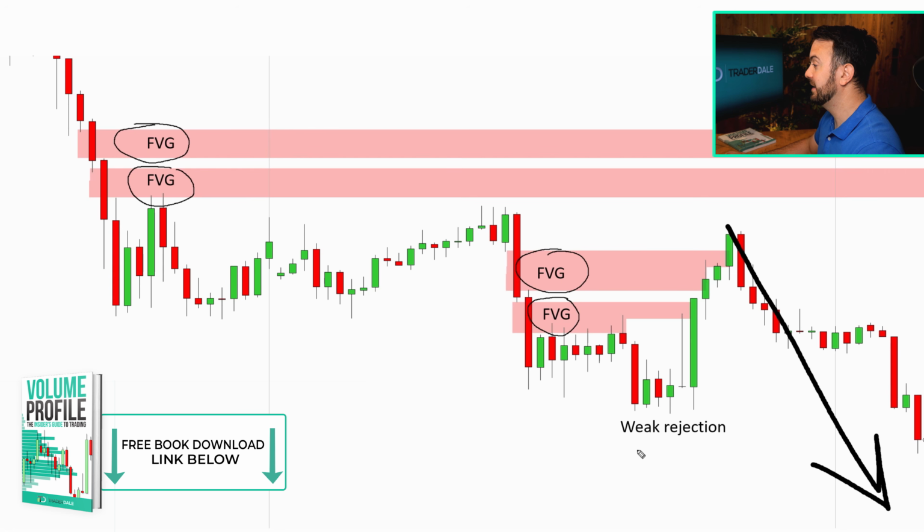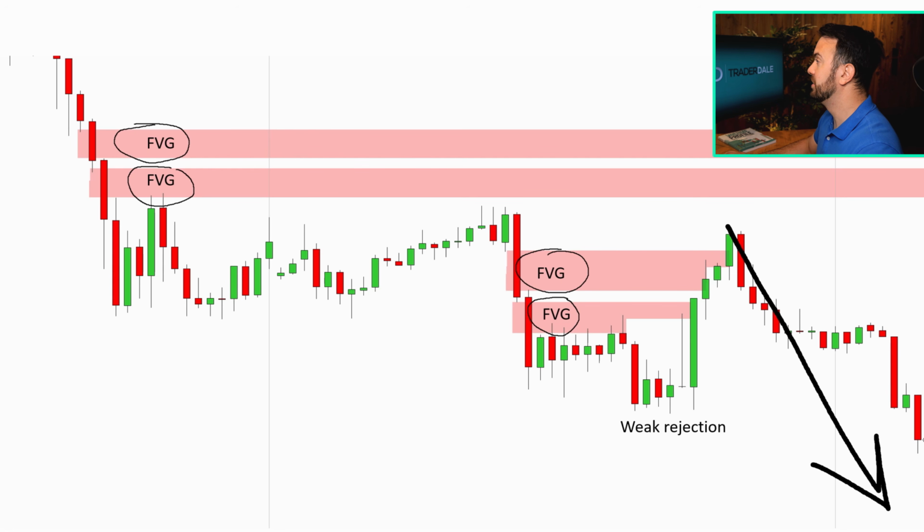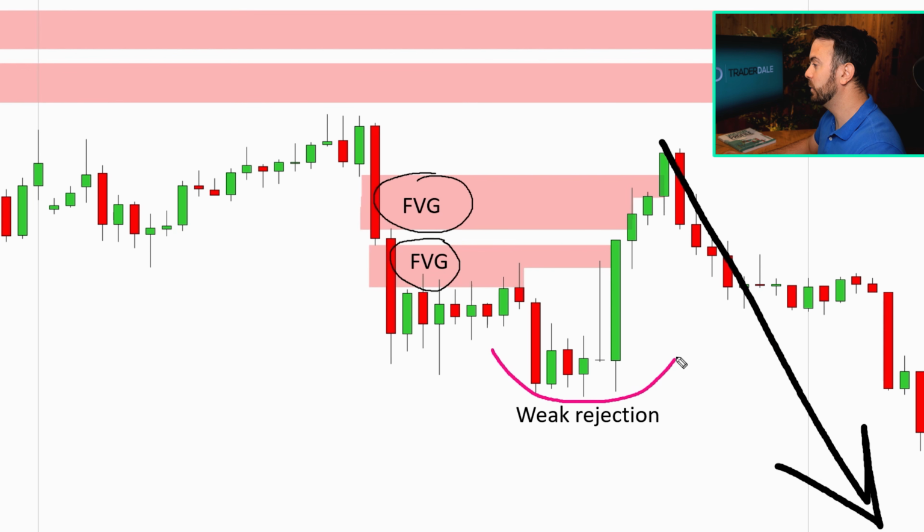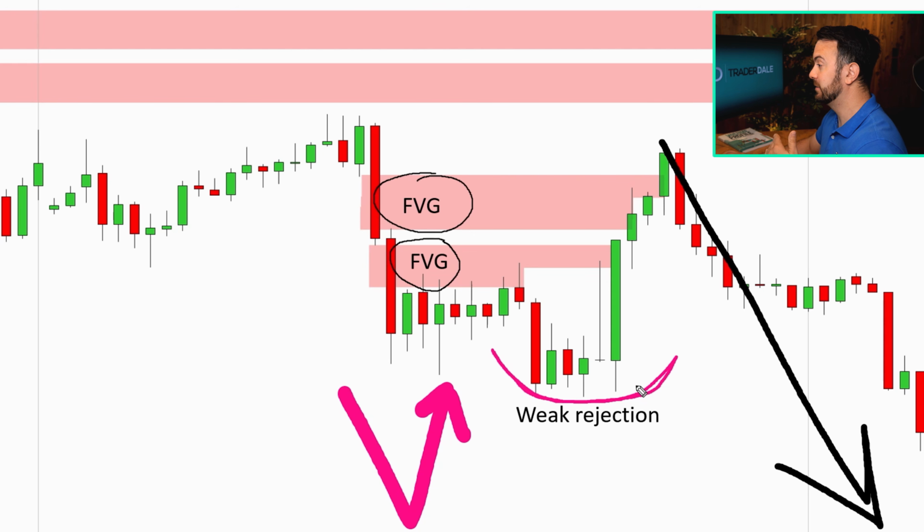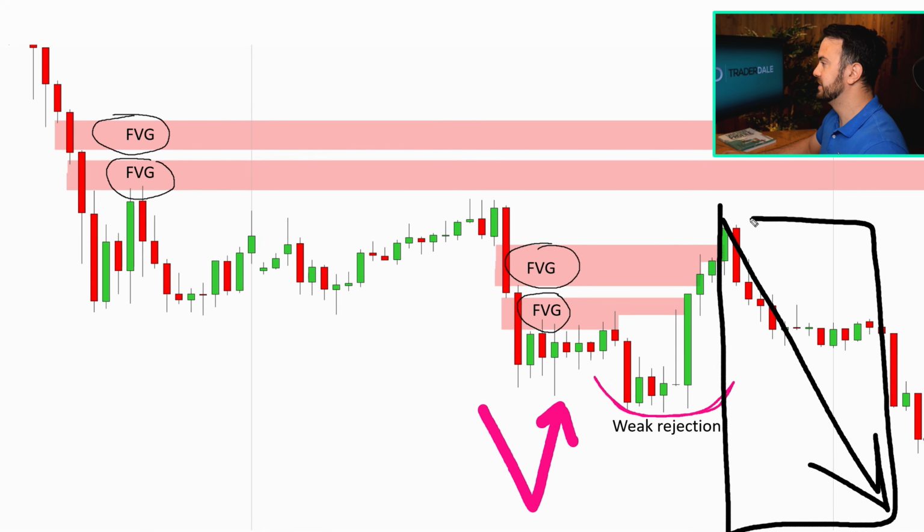There's one more thing here and it is a weak rejection. It is here. This is a weak rejection and it means that the price is slowly turning, but it's not able to do a quick reversal, something like this. This would be a quick reversal. It's weak. Buyers are weak. So all this is telling us that buyers are weak, sellers are strong, and that's why the price went downwards.